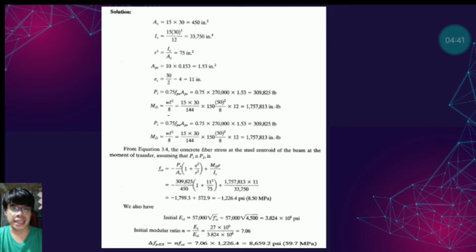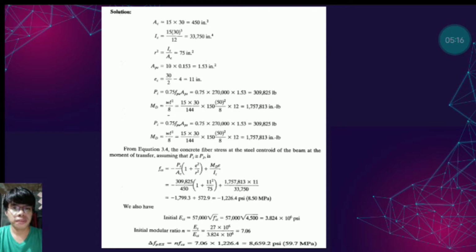Assuming that Pi is approximately equal to Pj, we solve for the initial pre-stressing force. Our equation for the initial pre-stressing force is Pi equals 75% of the ultimate tensile strength of the pre-stressing tendons times the area of the pre-stressing tendon. So that's 0.75 times 270,000 times 1.53. The result is 309,825 pounds.